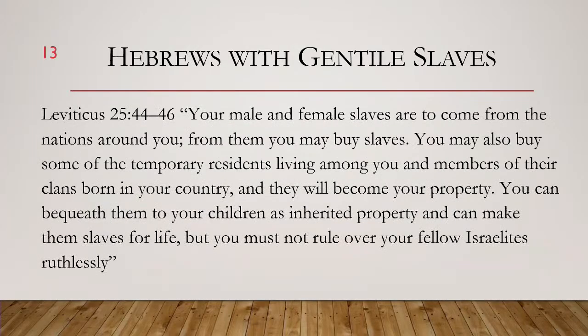Let's see. There was also the case where there were Hebrews with Gentile slaves. And so here are the regulations that cover that. Your male and female slaves are to come from the nations around you. From them you may buy slaves. You may also buy some of the temporary residents living among you and the members of their clans born in your country, and they will become your property. You can bequeath them to your children as inherited property and can make them slaves for life, but you must not rule over your fellow Israelites ruthlessly. Does that make a little more sense in how the Hebrews themselves internally were treated, and then how they were treated for people that were Gentiles that lived around them?